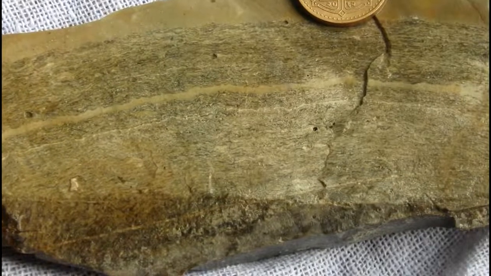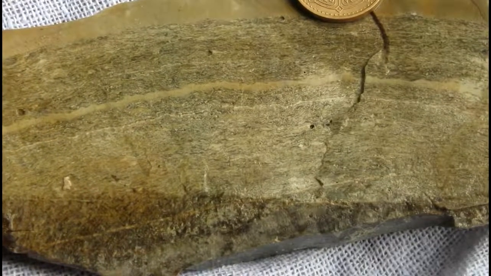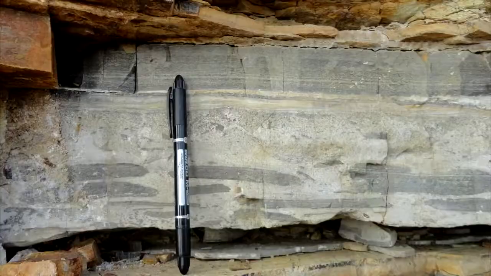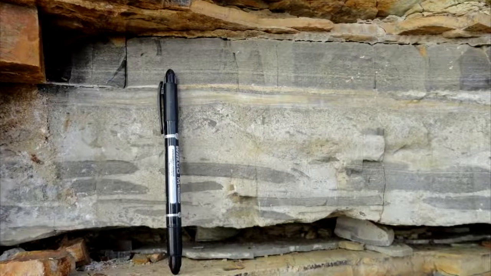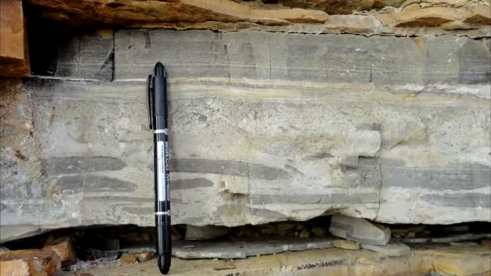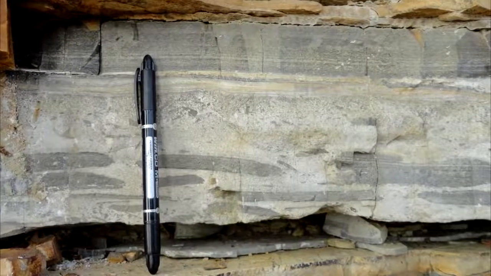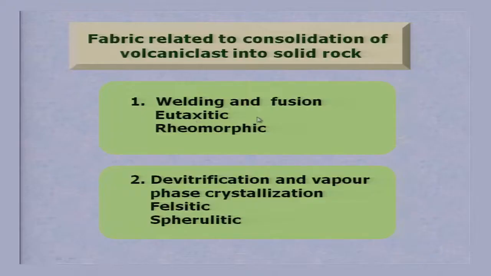And in this case, welding and fusion is taking place. Sometimes two pieces of the volcanoclast get welded or fused together. So, welding and fusion texture is developed: eutaxitic texture, rheomorphic texture, and the second one is devitrification and vapor phase crystallization, felsitic and spherulitic texture.